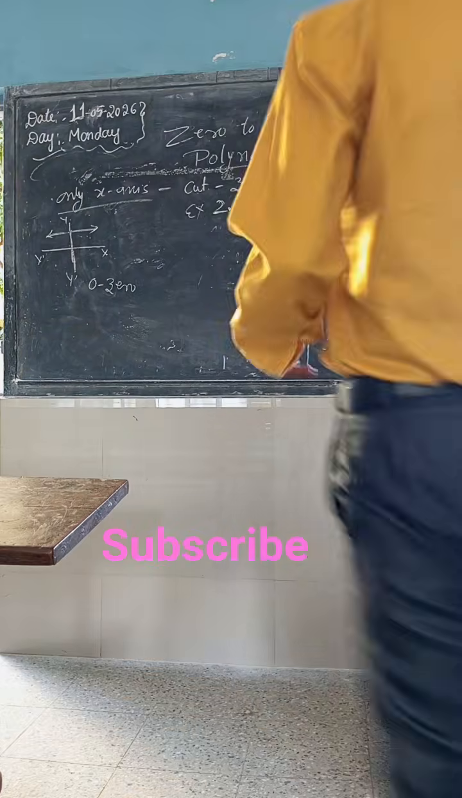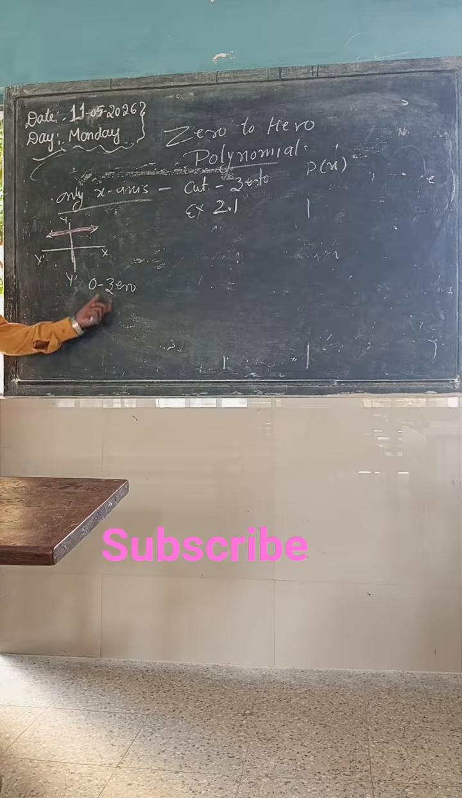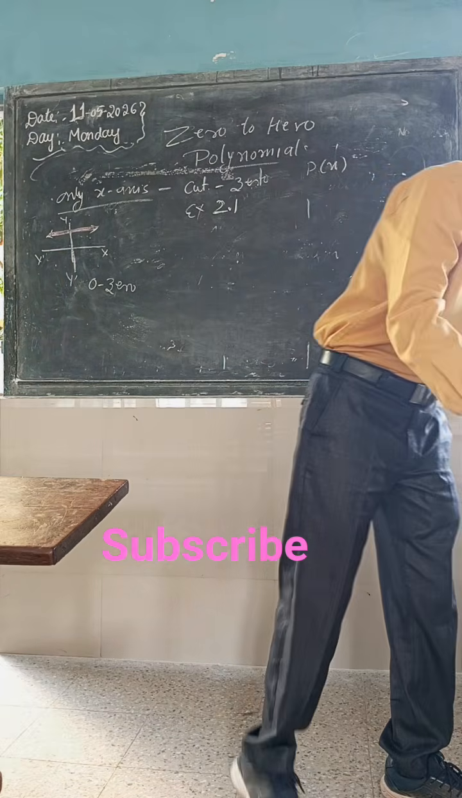So in that, not even one place is cut. This is no cutting on the x-axis. It means there are no zeros in that. Next we are seeing how many zeros are there.